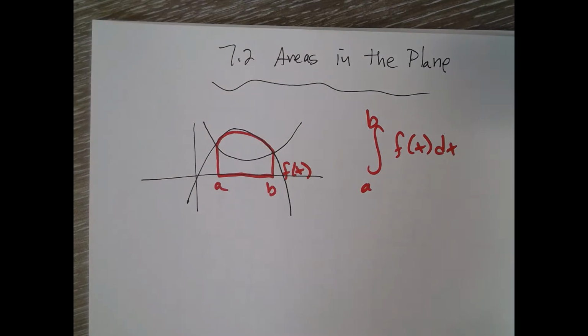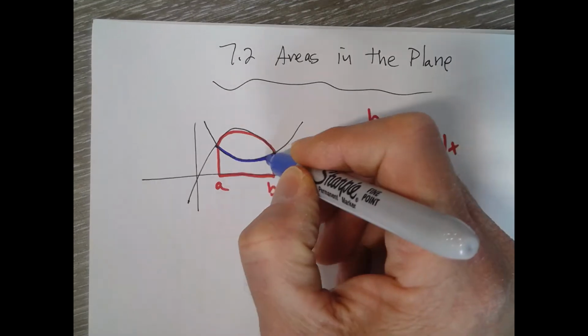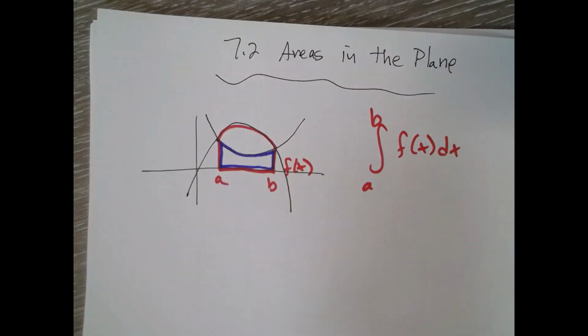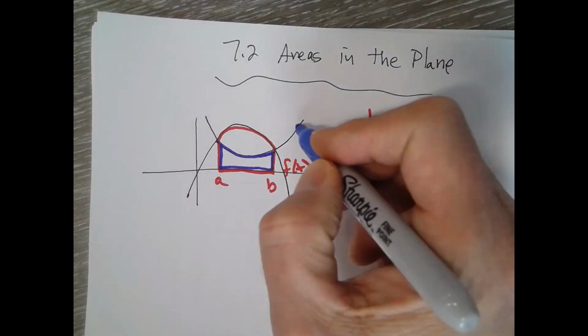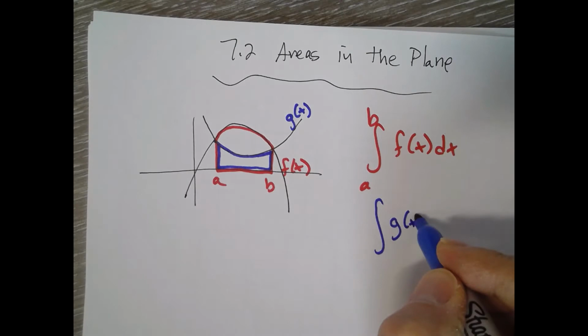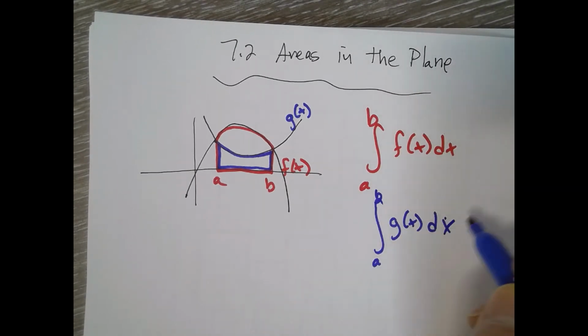Okay, if I wanted to find the area of this parabola, start thinking about what kind of shape this is. If I wanted to find that blue area, and I call that g of x, we would integrate g of x from a to b, and that would give you that blue area.